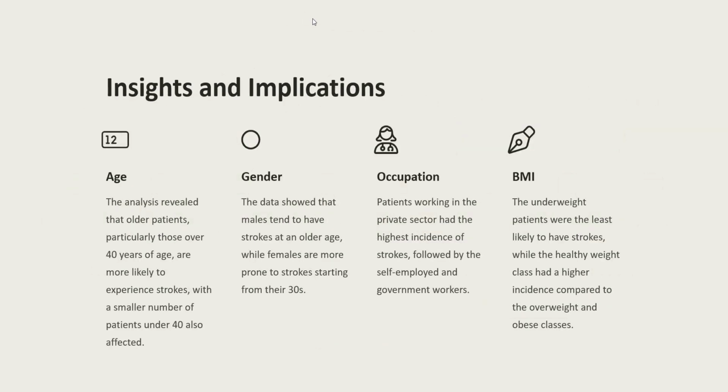Here are some insights which we found while performing EDA. The analysis revealed that older patients, particularly those over 40 years of age, are more likely to experience a stroke, with a small number of patients under 40 also affected. The data showed that males tend to have strokes at an older age, while females are more prone to strokes starting from their 30s. Patients working in the private sector had the highest incidence of strokes, followed by self-employed and government workers. The underweight patients were the least likely to have strokes, while the healthy weight class had a higher incidence compared to the overweight and obese classes.